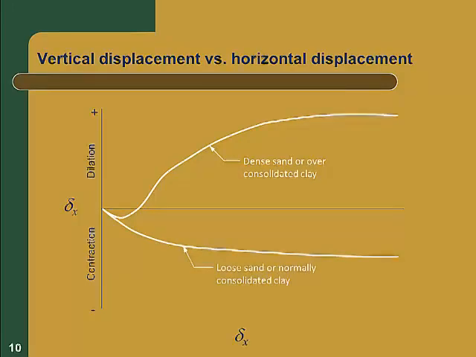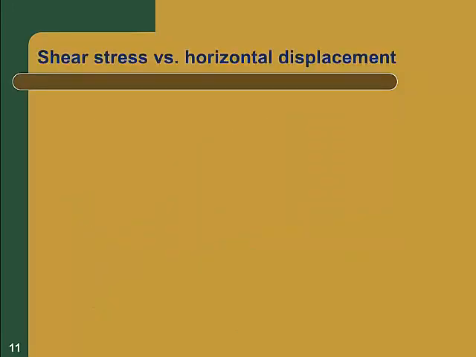Now we want to use the results of a direct shear test to determine the strength parameters, the friction angle phi and the cohesion c, for a given soil. In order to accomplish this, we must run a series of direct shear tests on the same soil at different normal stress levels. This figure will present the results of a series of 3 direct shear tests performed on identical specimens of the same soil.